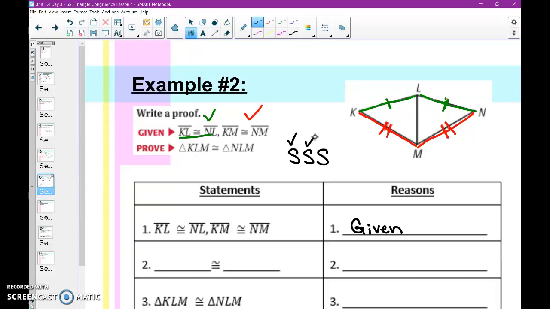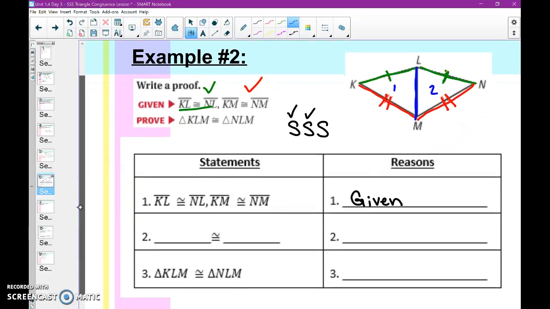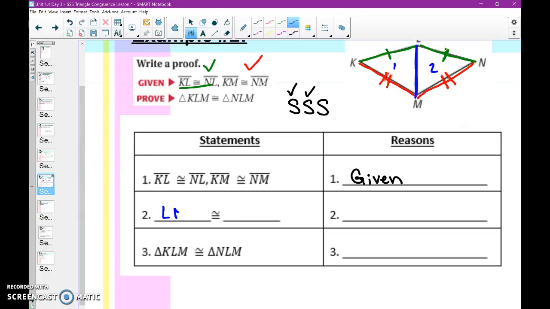Now we got to figure out the 3rd side. So if I look in my 2 triangles, we'll call this triangle 1 and triangle 2. In the first triangle, what's the only side that hasn't been dealt with yet? This one has a tick mark, this one has double. So LM has not been dealt with. And it's actually the same piece in the second triangle. This green one's done, this red one's done. So this blue LM is the same length in both triangles, which means it has to be congruent to itself.